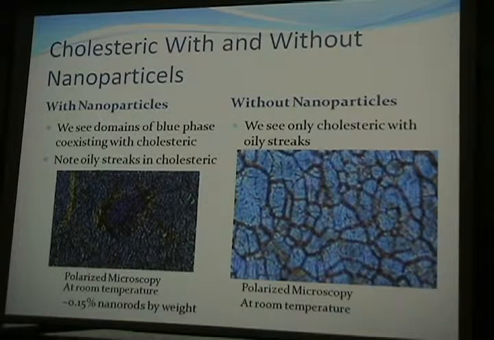So let me do a little compare and contrast here with and without nanoparticles. These are two cross-polarized microscopy images. With the nanoparticles, we see this blue phase domain coexisting with the cholesteric phase around it. So you can see the oily streak texture around the blue phase domain. And maybe here in the bottom corner, it says approximately 0.15% nanoparticles to liquid crystal by weight. And without any nanoparticles, we just see the oily streaks in the cholesteric. And these are both at room temperature with that sample that was isotropic at 70 degrees.